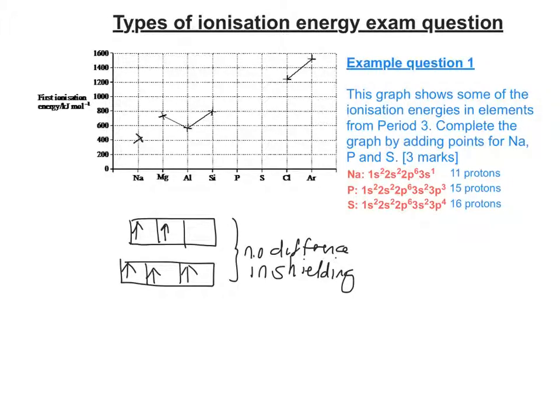So here, proton number is important. If you look at silicon having 14 protons and phosphorus having 15 protons, then that must mean that the first ionization energy for phosphorus must be slightly bigger than that for silicon, and go there.